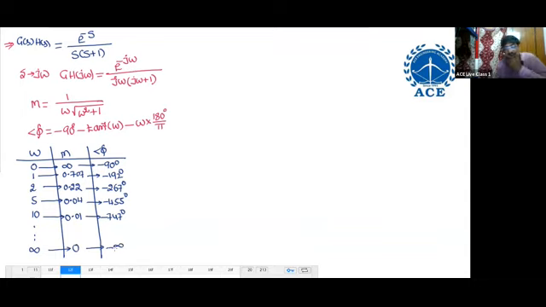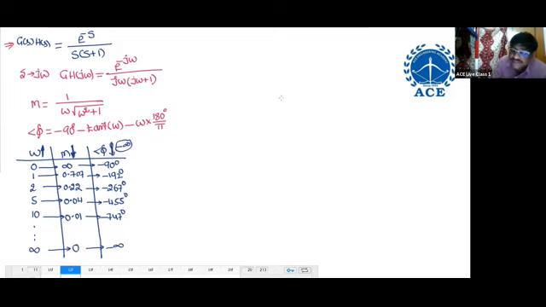Now draw the plot. What you observe here is that as frequency omega increases, the magnitude keeps decreasing. But the phase keeps decreasing to minus infinity.